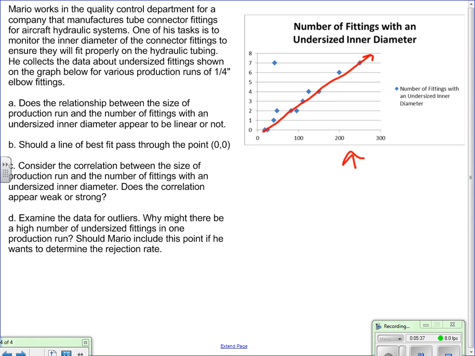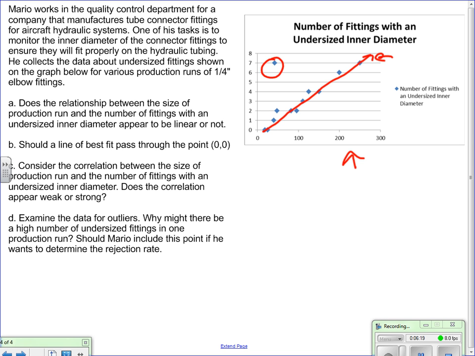Now, should the line of best fit pass through the point 0, 0? In this case, it's not necessary. In a very small production run, all fittings could have the correct inner diameter. So it's not necessary that it falls to the point 0, 0. Looking at this correlation, does the correlation appear weak or strong? It actually appears fairly strong because notice that there's very few points on this line that are really falling out of a range. And the last question, examine the data for outliers. Well, I can see an outlier right here.